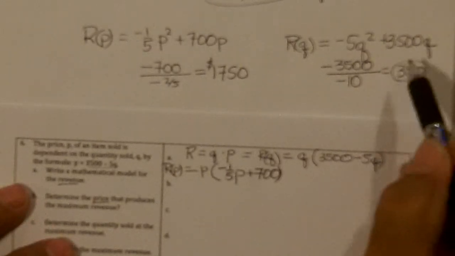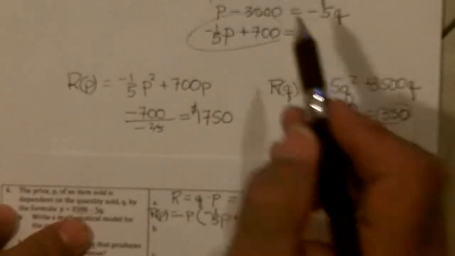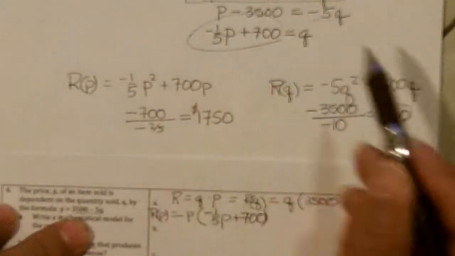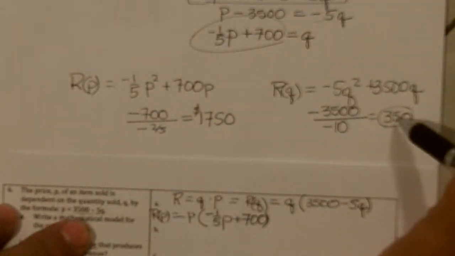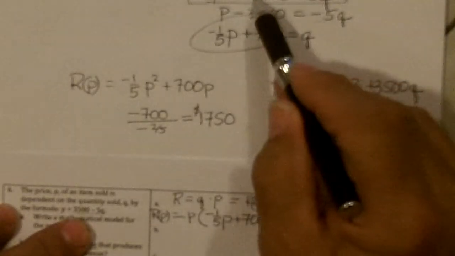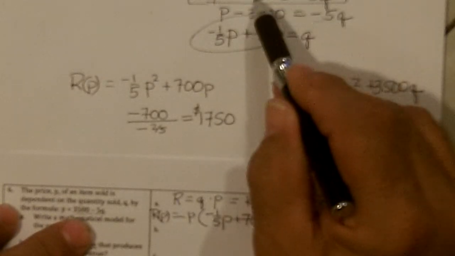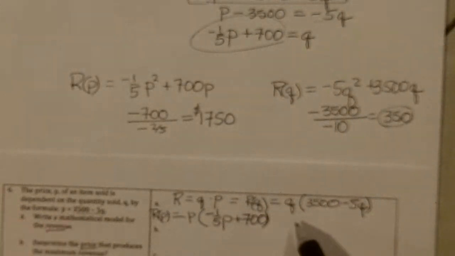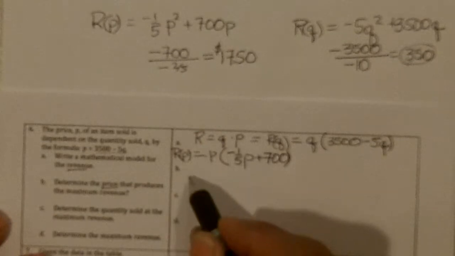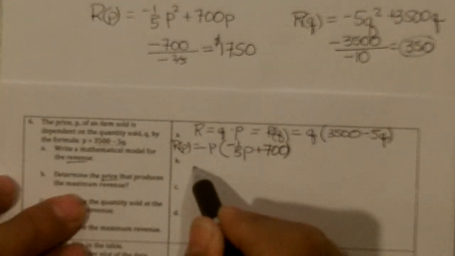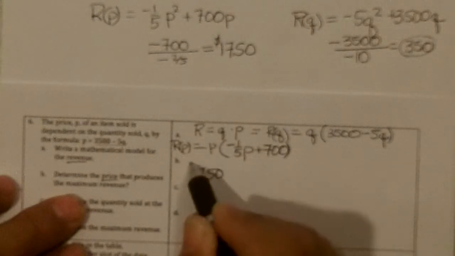And then I could take that back into the original equation for the price, put 350 in for the quantity, take it times 5, and that would be 1750. Subtract that from 3,500, and I would get 1750. So the price is 1750. I can get it from the quantity going from that side. So the price that produced the maximum revenue would be 1750.